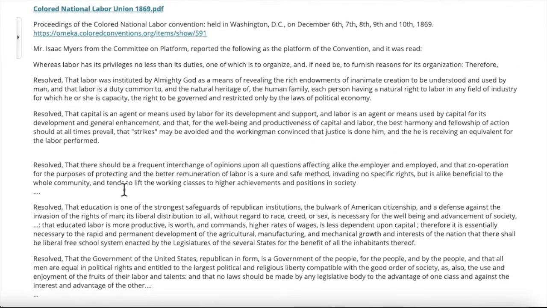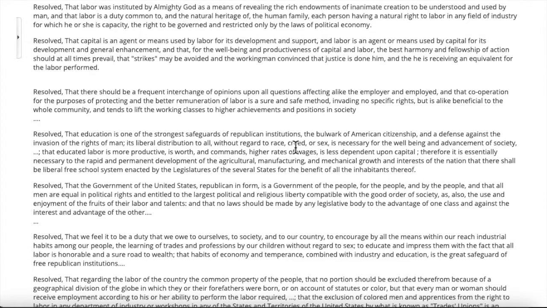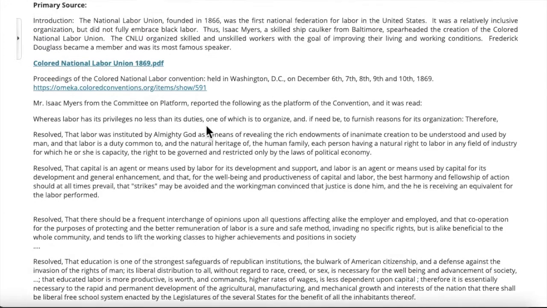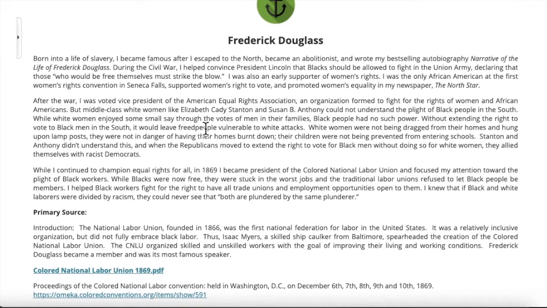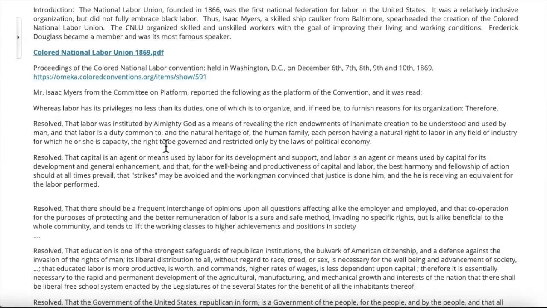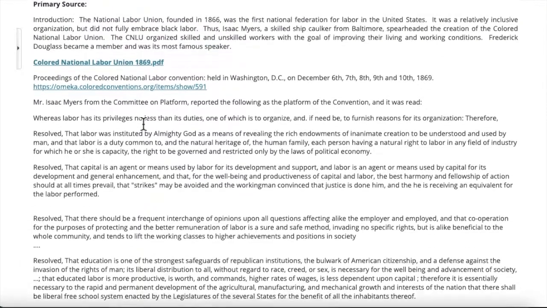This is all the primary source. So, Mr. Isaac Myers reports as follows. And this was not written by Douglass, but it was written by the head of a committee that was very important to Douglass and which he supported heart and soul. He was the president. But also anything that this man says, this man Isaac Myers, is something that Douglass believes in.